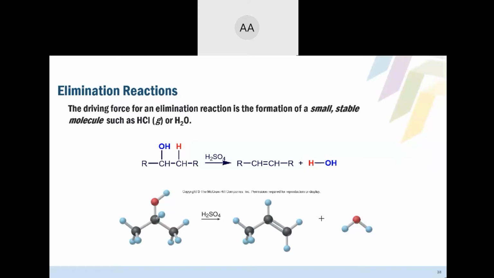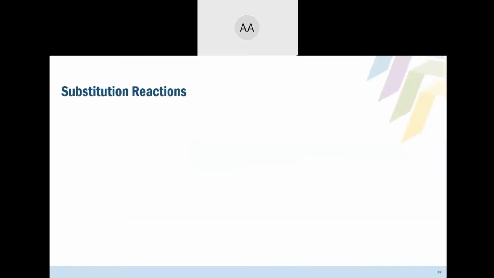And I'm not going to say the name of the next one. Let's see what the other type of reaction is that occurs. That's right, you got it. Substitution. So we've got elimination, addition, and substitution. What happens in substitution reactions? Let's have a look.